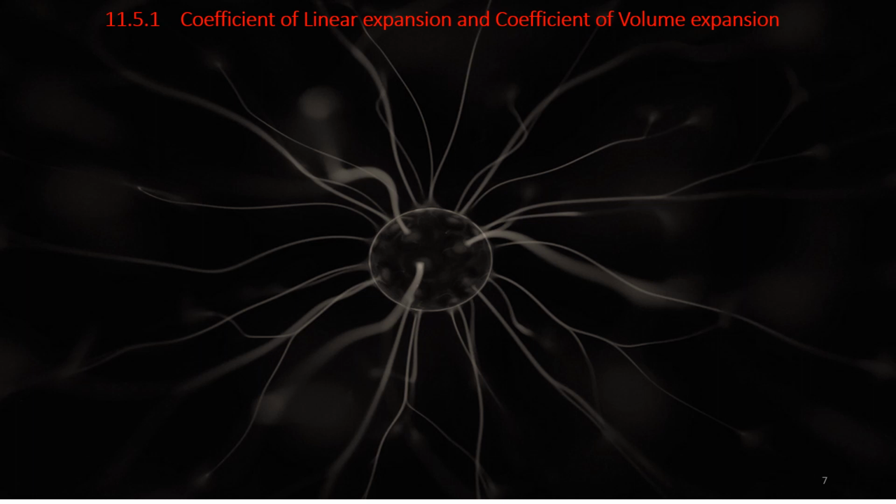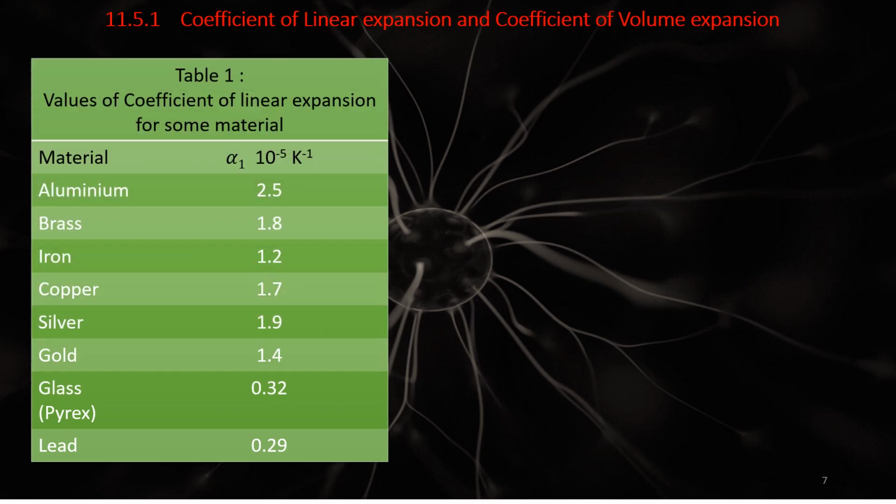Coefficient of linear expansion and coefficient of volume expansion. Table 1 shows the average values of the coefficient of linear expansion for some of the materials, taken in the temperature range of 0 degree centigrade to 100 degree centigrade. From this table, if we compare the value of alpha 1 for glass and copper, we find that copper expands about 5 times more than the glass. See the figure here, copper is 1.7 into 10 to the power of minus 5 per degree Kelvin, whereas glass is 0.32. Almost it is 5 times.